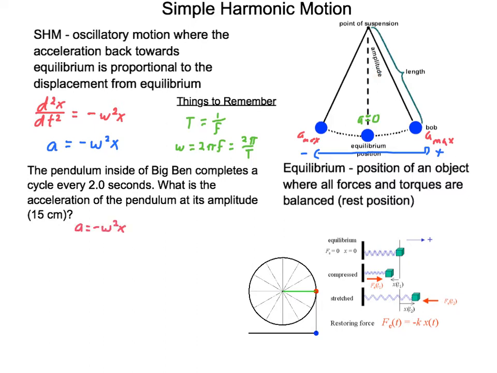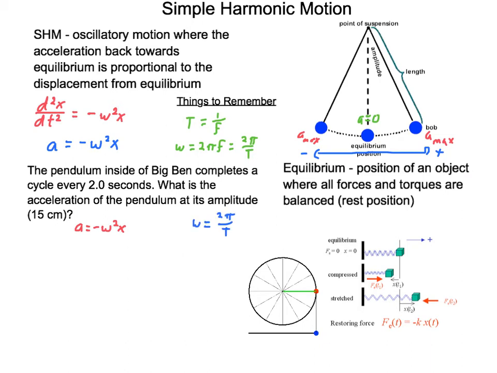Now, whenever I write my acceleration equation down, I'm looking for a. I do know x, 15 centimeters, the amplitude. That's the displacement away in this case because we're looking for it at the amplitude, so displacement at the 0.15 meters. The problem is I don't know my angular frequency, but I do know my period, completes a cycle every 2 seconds, and I have an equation for omega coming from period.